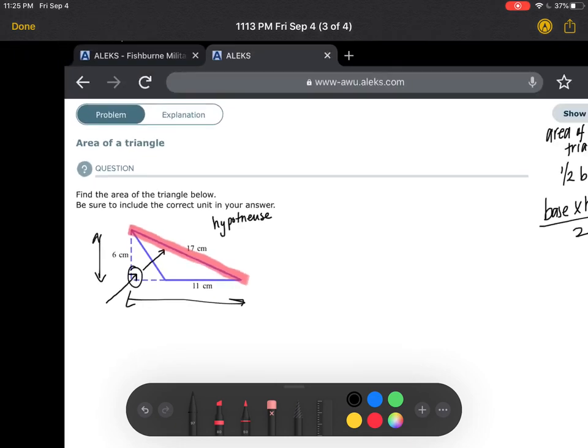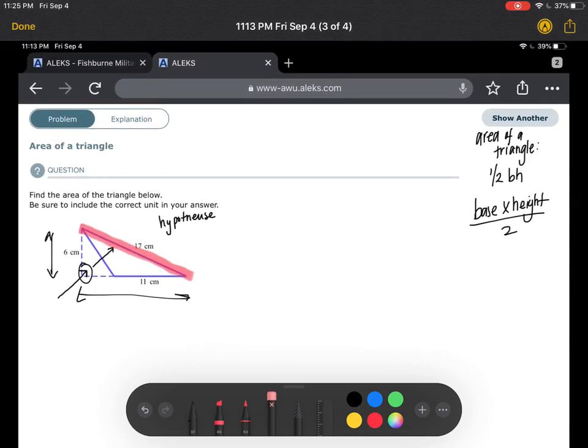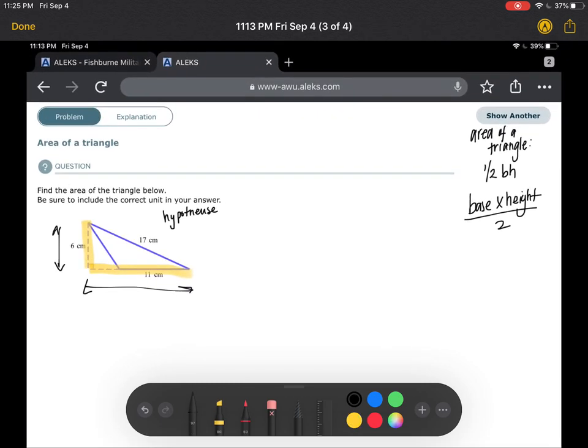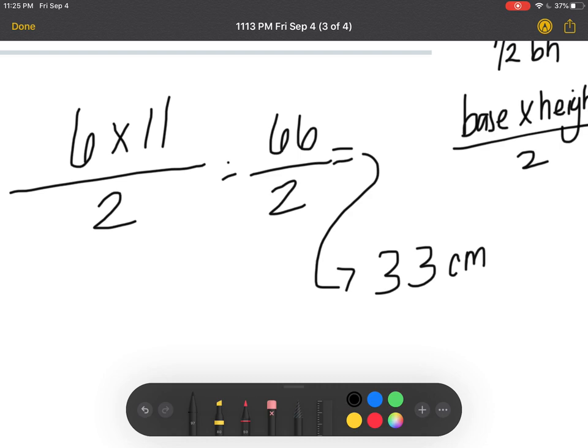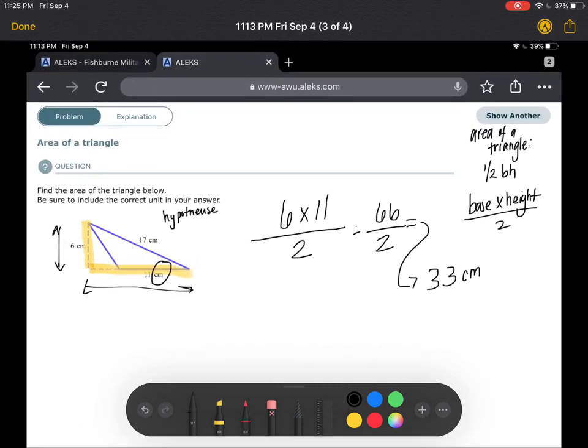For this question, the only lines that you have left to use, like I showed you before, are the 6 and the 11. So we're going to put this into our formula, which is base times height, so 6 times 11 divided by 2. That is 66 divided by 2, which is going to equal 33.